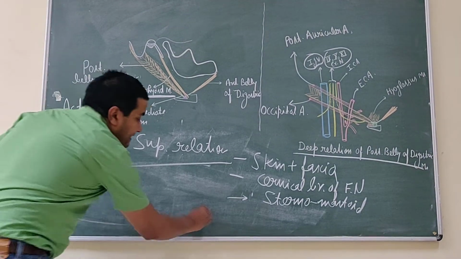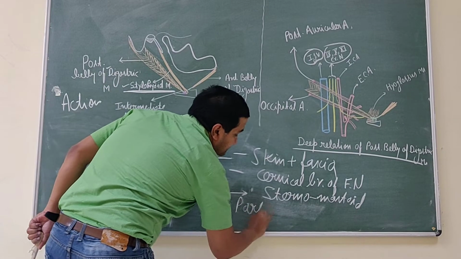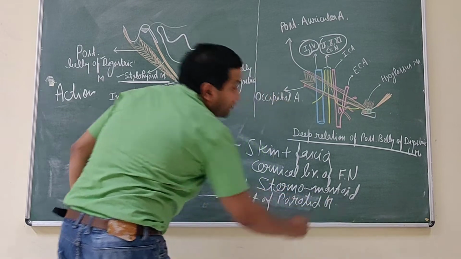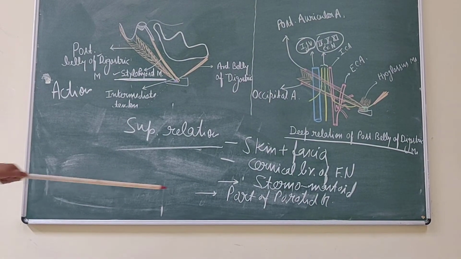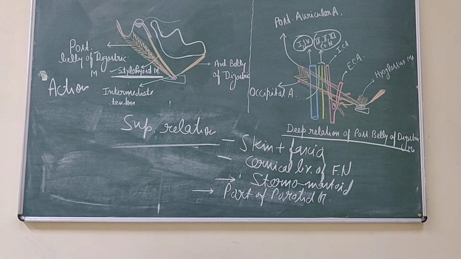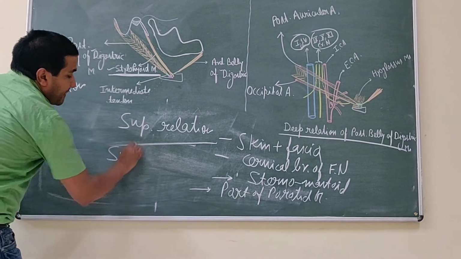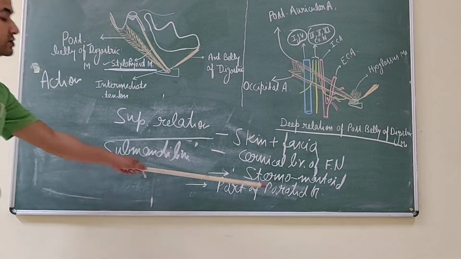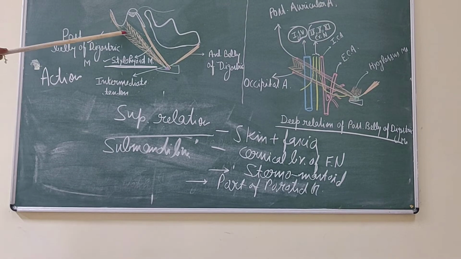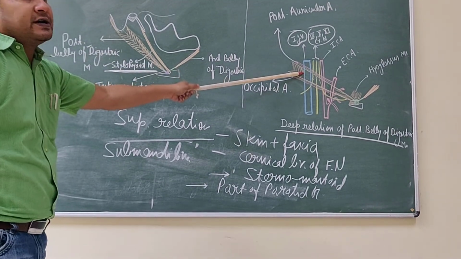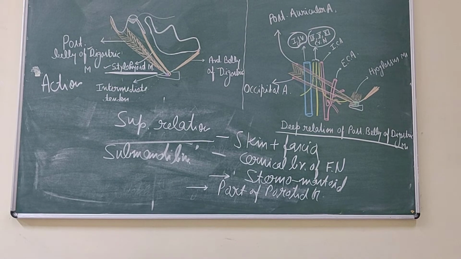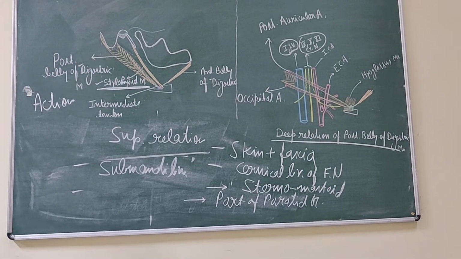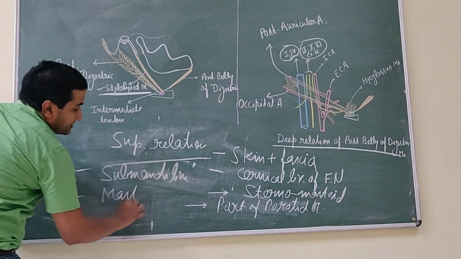Then superficially, there is a part of the parotid gland, that is the apex part, which overlaps with the posterior belly of the digastric, along with part of the submandibular gland. These are the two salivary glands that overlap, situated anteriorly to the posterior belly of the digastric muscle. Then it is the mastoid process.